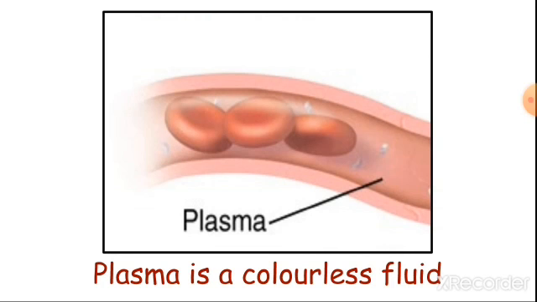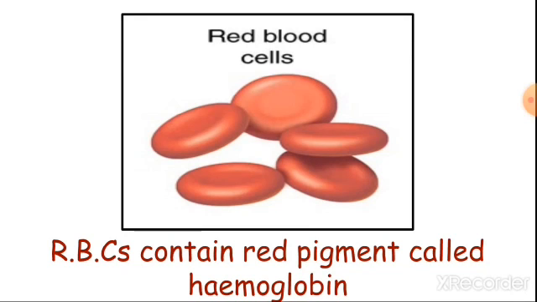It is because of one type of cells, the red blood cells or RBCs in short, which contain a red pigment called hemoglobin, which is the reason for the red color in the blood. Hemoglobin binds with oxygen and transports it to all the parts of our body and ultimately all the cells.